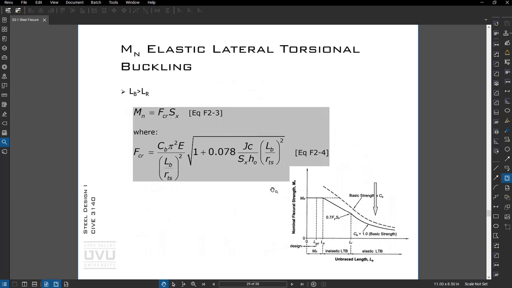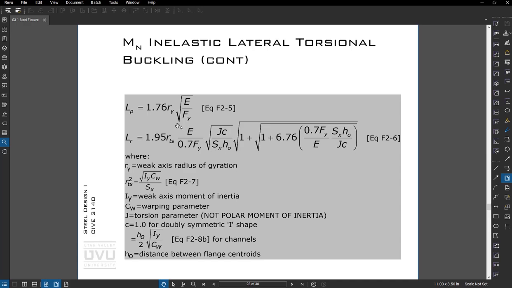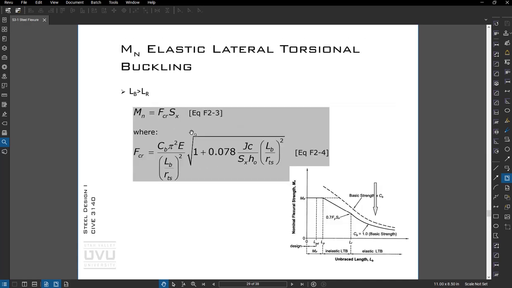So anyway, that's that. And then if you are in this elastic range, which generally we try to stay out of, but sometimes we end up there, the equation is the critical buckling stress times the elastic section modulus, and this critical buckling stress is given by that equation right there.